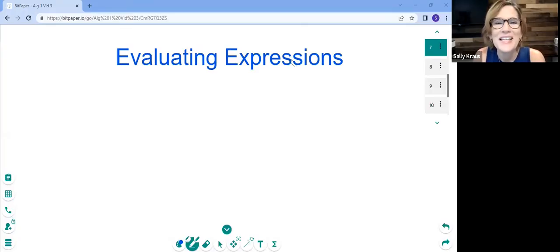Hey everybody. Today we're going to talk about evaluating expressions. And so what I want you to think of when you hear that is a couple of things. Number one, it doesn't say solve. It says evaluate, and it says expressions, not equations. So we are not going to see equal signs. Well, we'll see a couple, but not in the original problem.